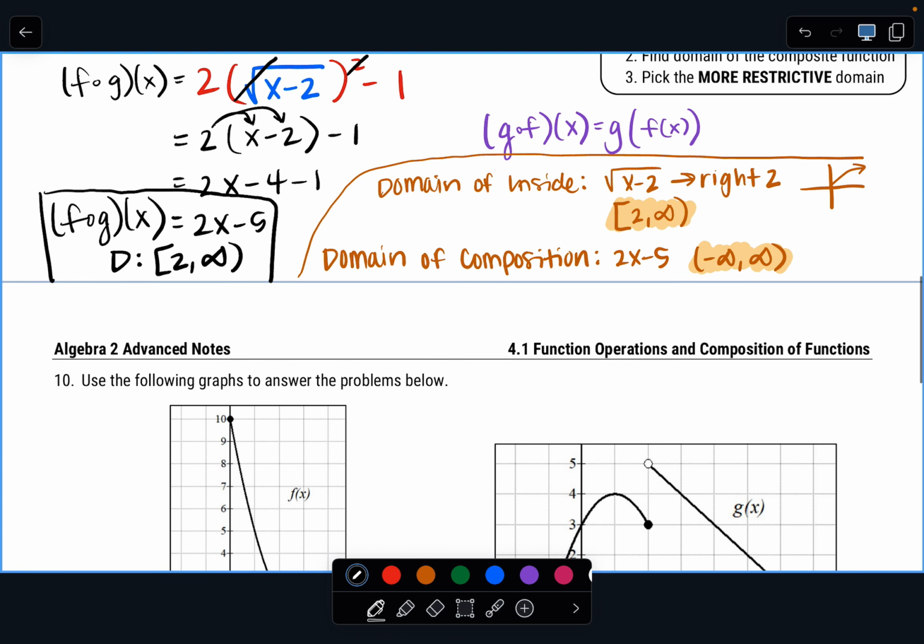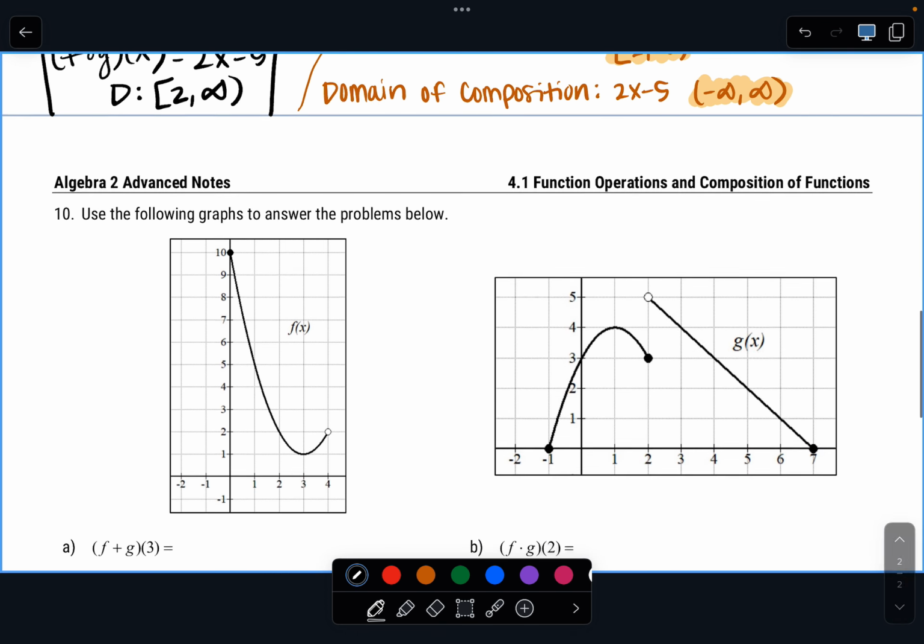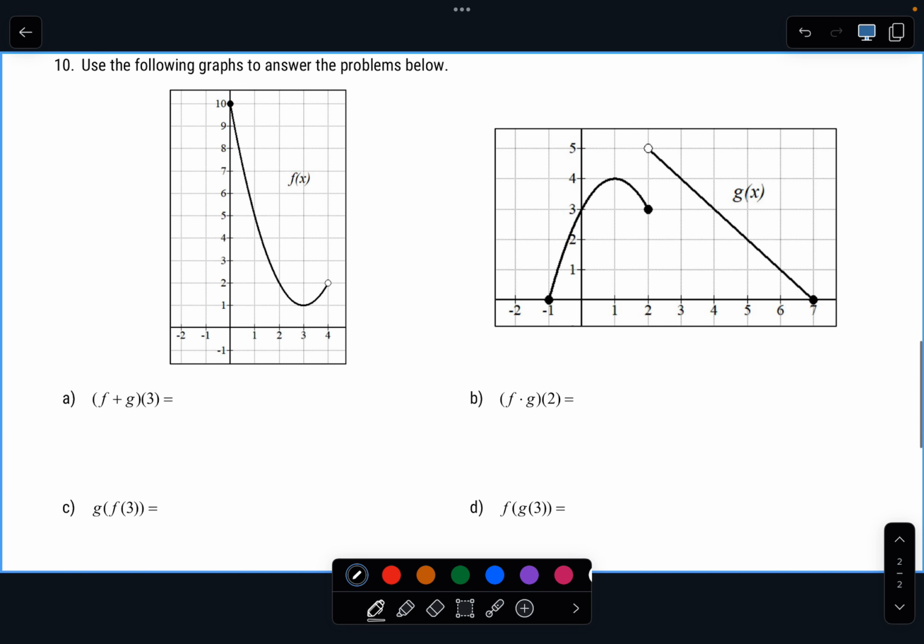Okay, let's go to the back. Are you sure? Okay, graphing wise, I have 2 functions. I have f of x. I have g of x. We will tell you which one is which. We will label them. They will be there. It's not a guessing game.